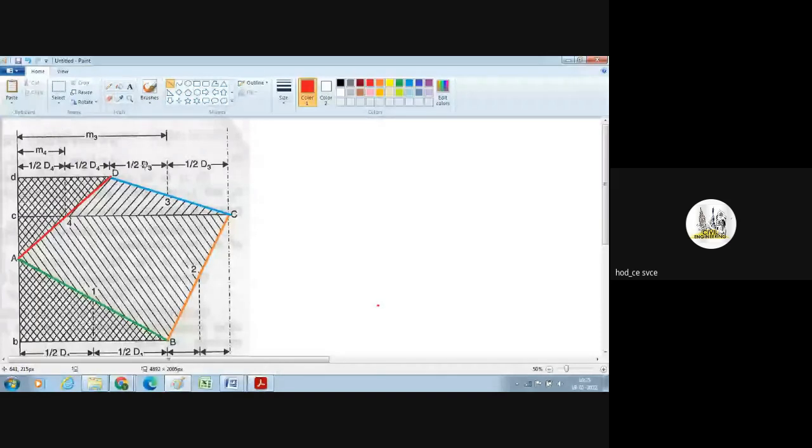The same thing next, from D to A. The whole distance is capital D4, and we take half of D4. So the center, from the meridian up to the center, this is M4. Now I know what M1, M2, M3 as well as M4 are, right?